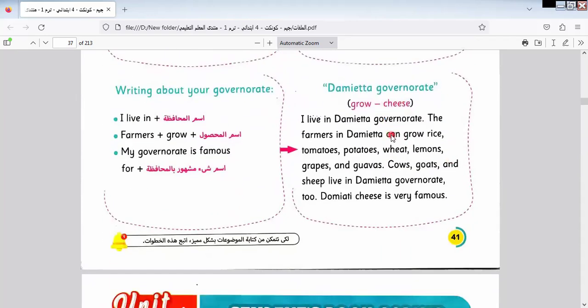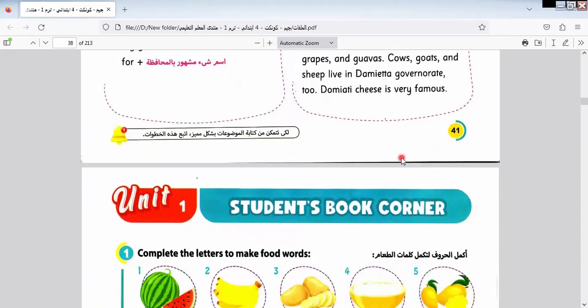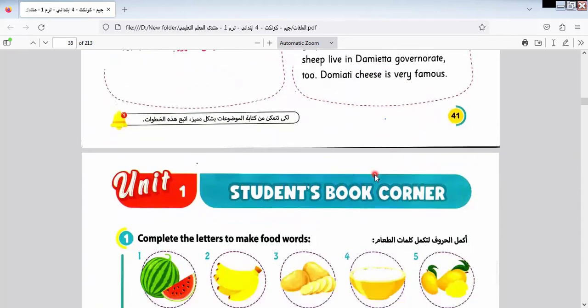Dumyat Governorate, that we took as the last thing in this unit. I live in Dumyat Governorate. The farmers in Dumyat can grow rice, tomatoes, potatoes, wheat, lemons, grapes, and guavas. Cows, goats, and sheep live in Dumyat Governorate. Too, Dumyati cheese is very famous.